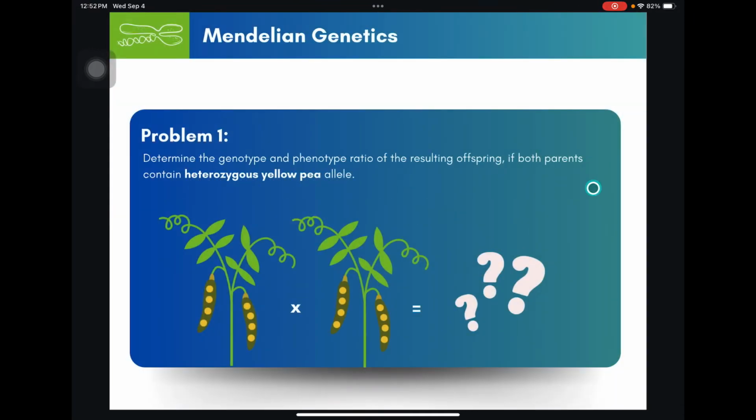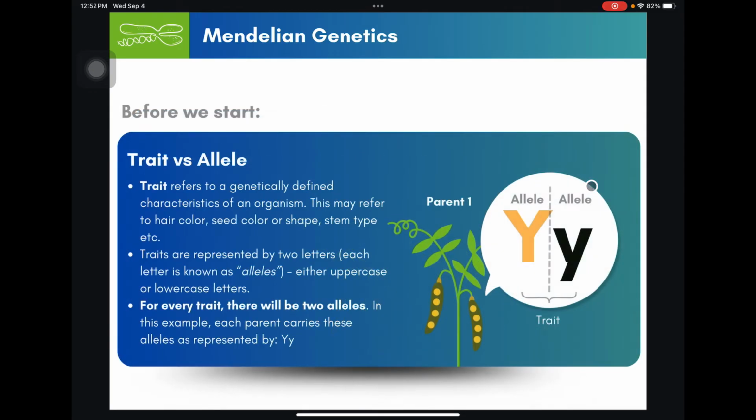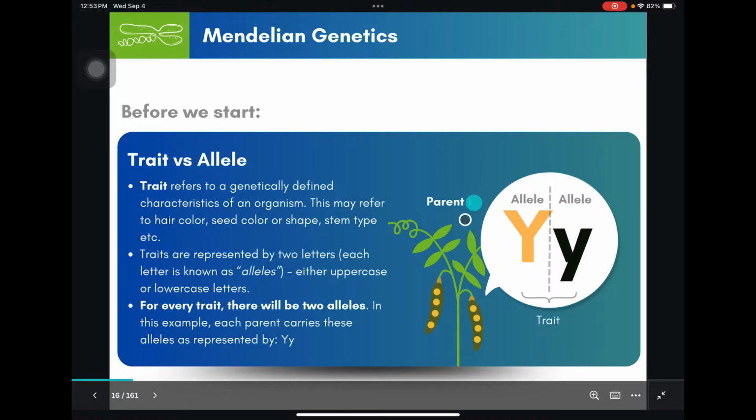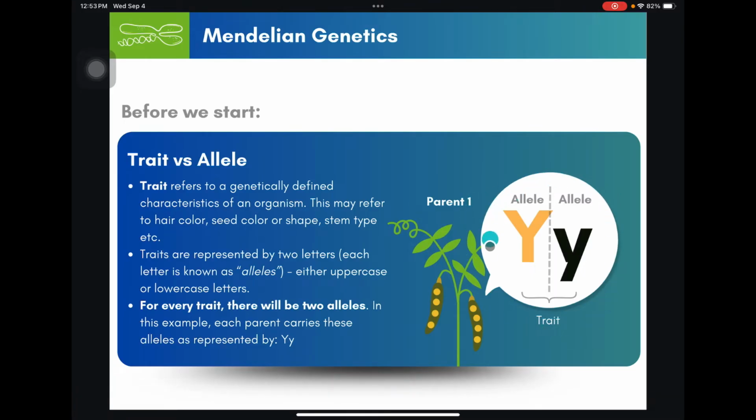In making a Punnett square, let's consider this problem. Determine the genotype and phenotype ratio of the resulting offspring if both of the parents contain heterozygous yellow pea alleles. Before we start, of course, it's very important for you to familiarize yourself with some terminologies. When we say traits, technically, these are characteristics of an organism. These may refer to hair color, seed color or shape, flower color, flower shape. All characteristics that are expressed in a given organism are known as traits.